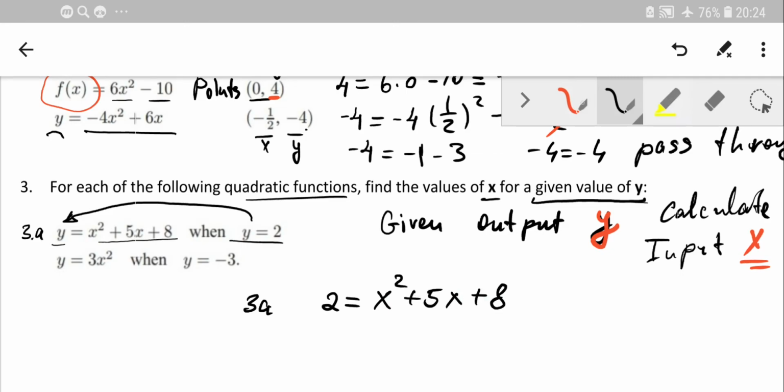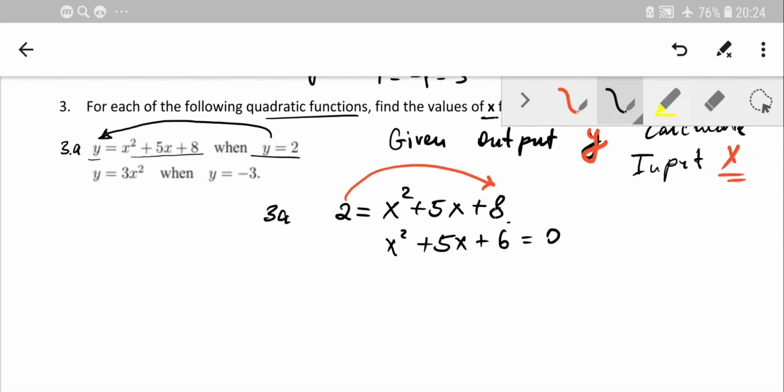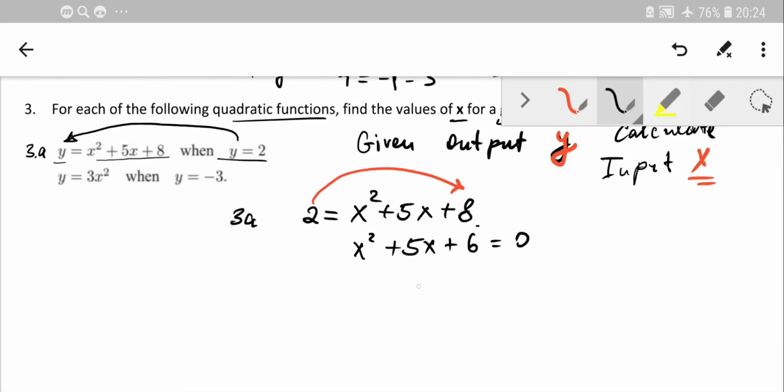Okay, so that equation becomes a quadratic one, and we simply need to take 2 and transfer it to the right side, and have the following equation in the end: x squared plus 5x, and 8 minus 2 becomes positive 6, and we'll get pretty nice lucky numbers. So I'll do it by factorizing. So obviously it's x plus 2 and x plus 3.